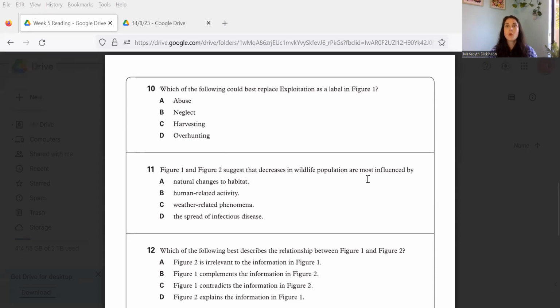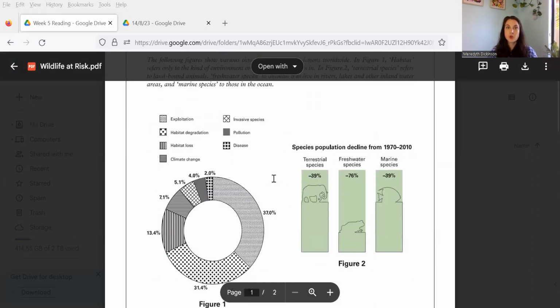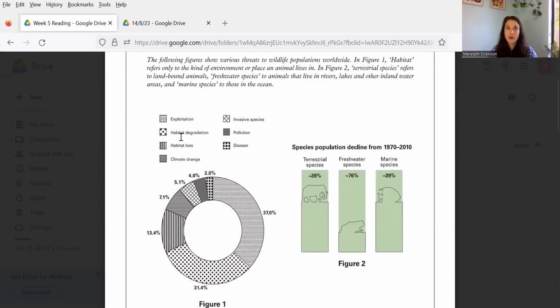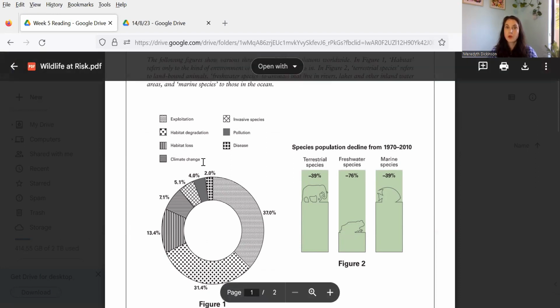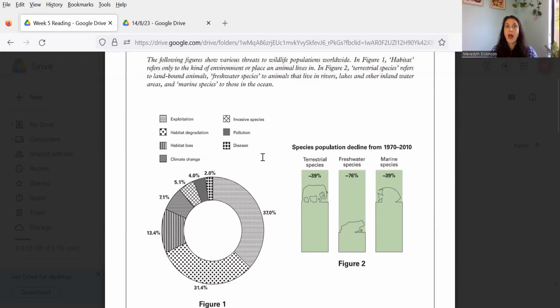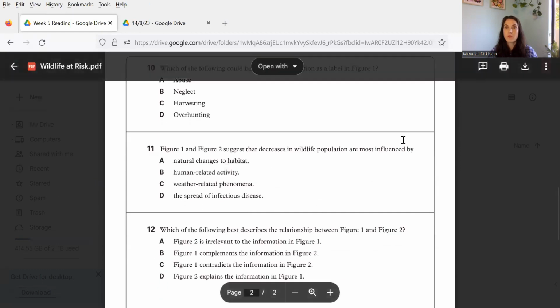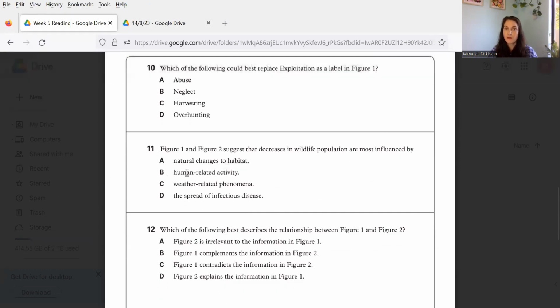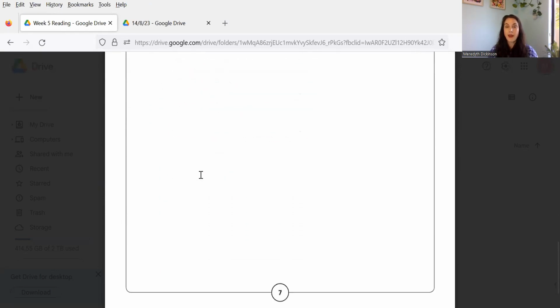So what is most influencing this situation? Overhunting, people going in and destroying the forest, wiping the forest out and polluting, and the pollution causing climate change and introducing invasive species. People are doing all of this. And so what is it most influenced by? It's influenced by what people are doing. Correct answer is B. Okay, last one.